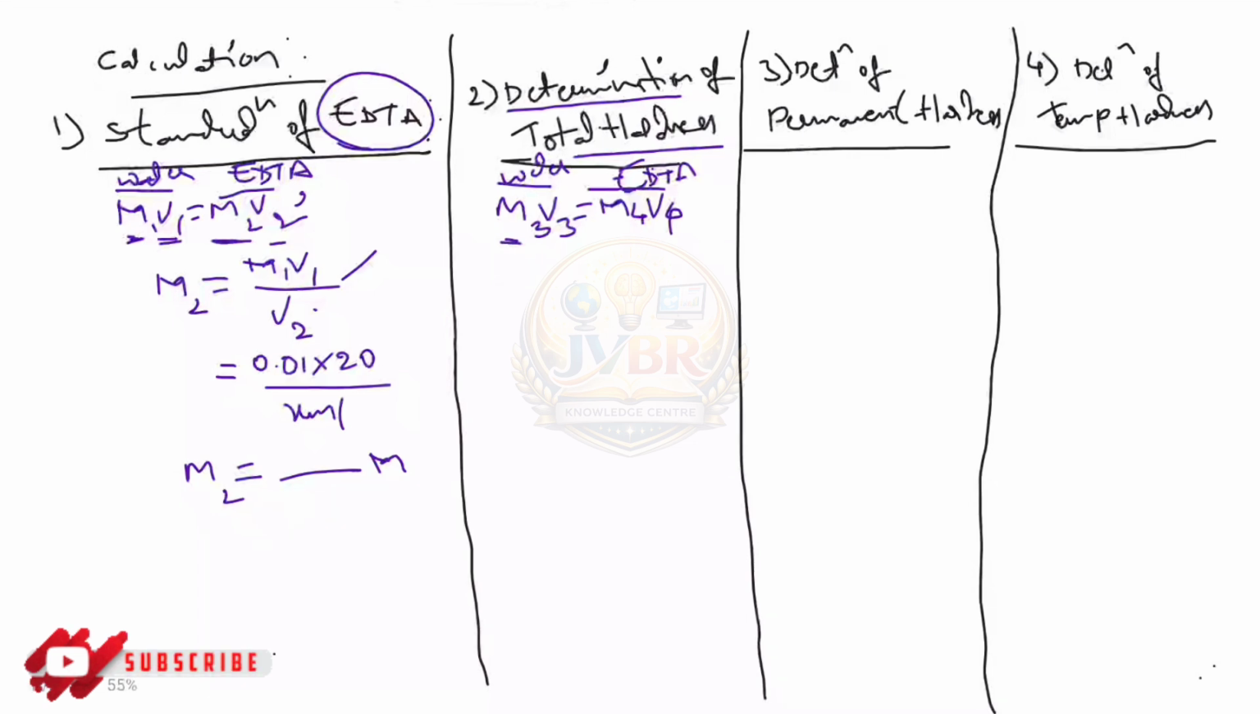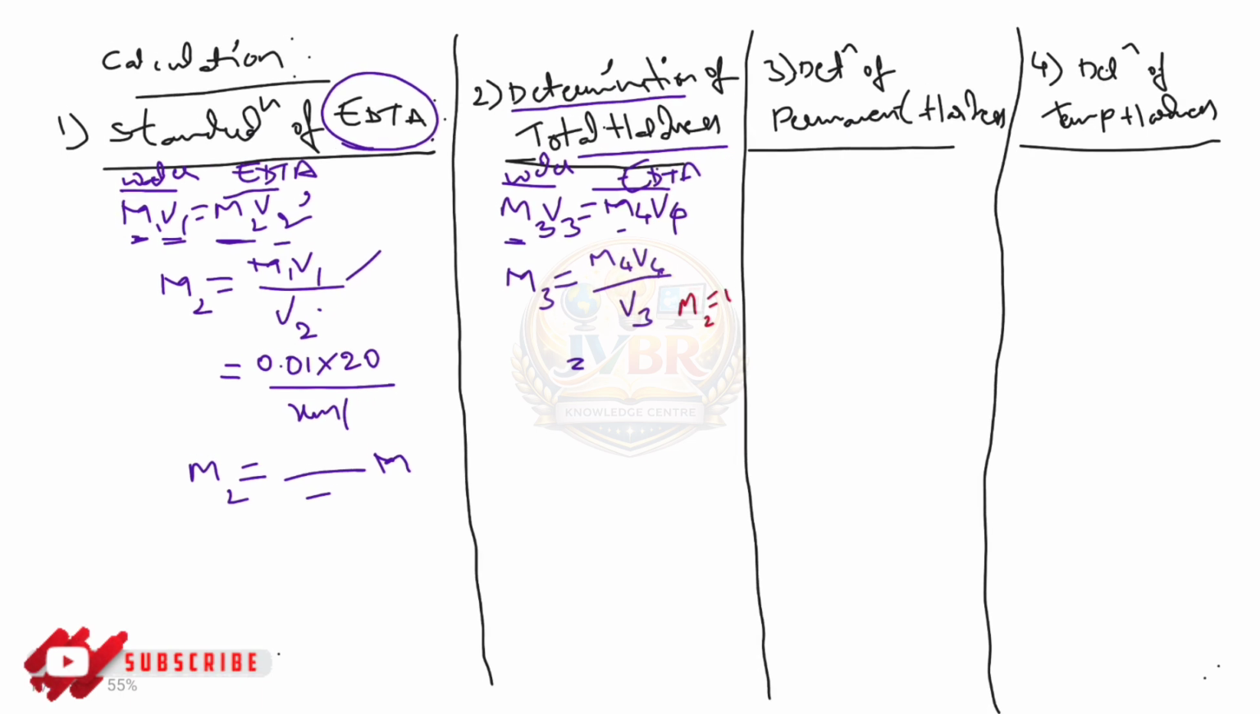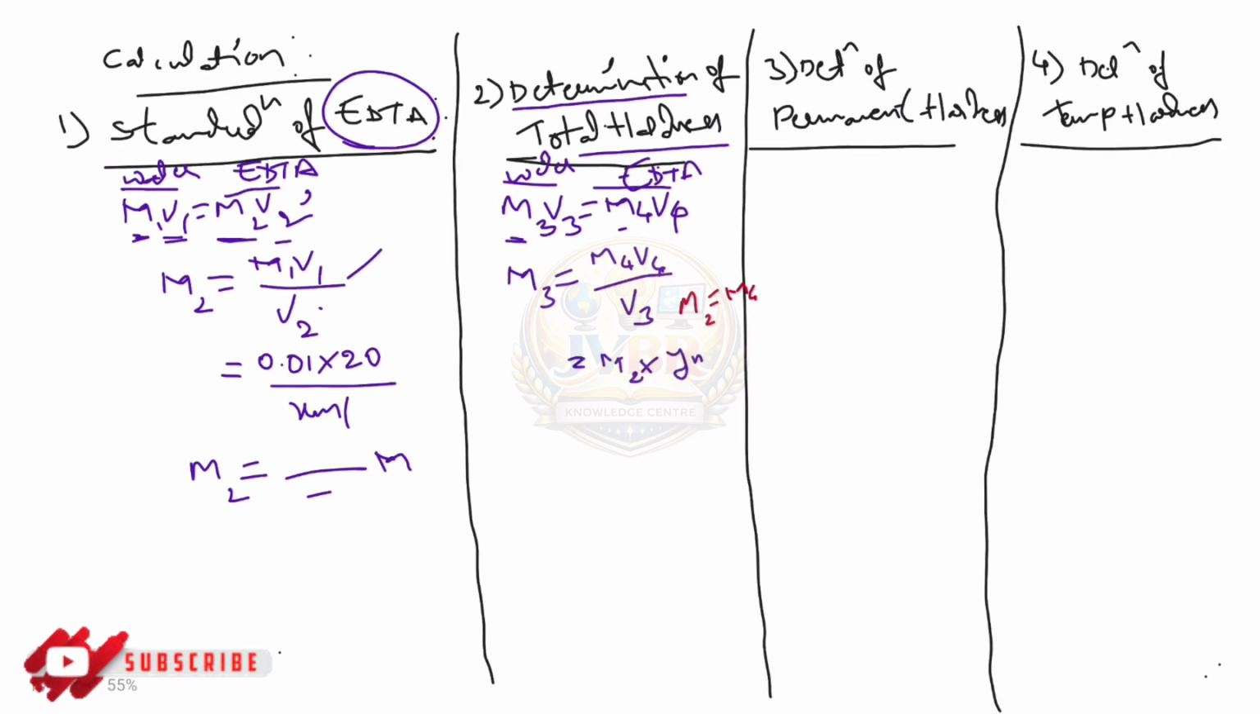M3 is molarity of water sample, that is equal to M4V4 by V3. So M3 is equal to M4, the molarity of EDTA. We know that M2 is also the molarity of EDTA. So instead of writing M4, I am going to write M2, because M2 is equal to M4. V4 is volume of EDTA, that is Y ml, by V3, volume of water sample, that is 20 ml. That is, M3 is equal to dash M.